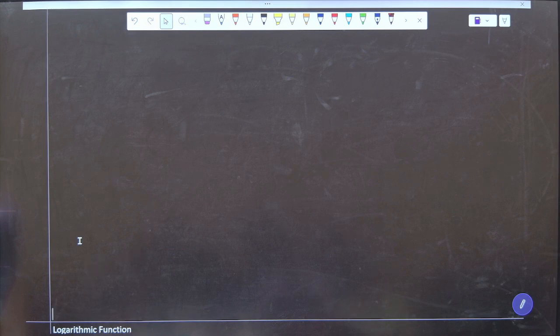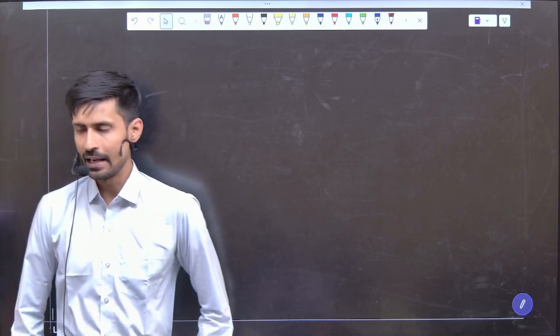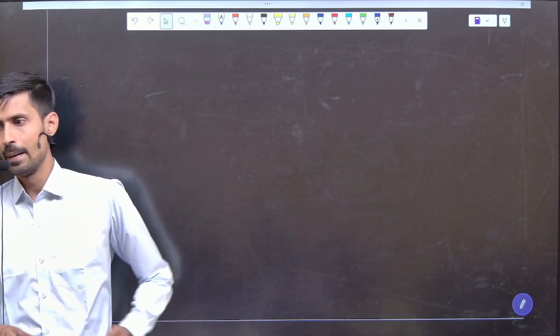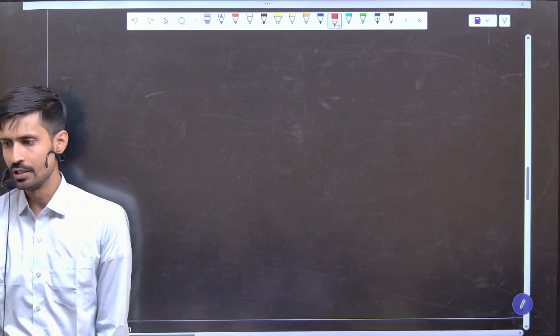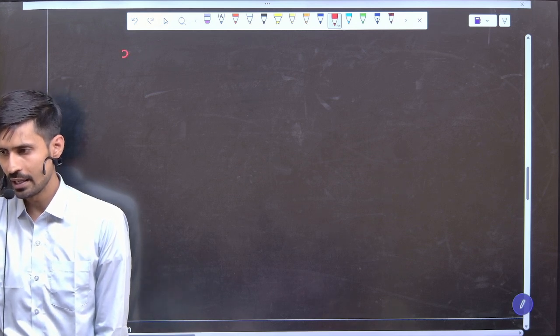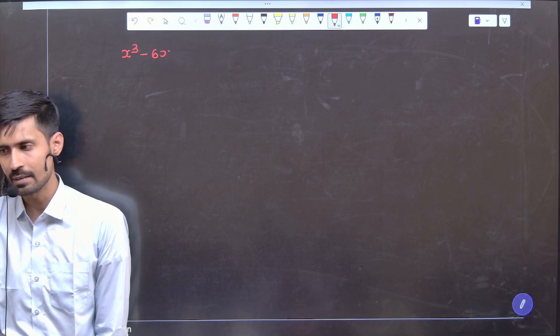Find roots of x cube minus 6x square plus 11x minus 6 is equals to 0. You can take help of previous question. You can see the steps. You just see the steps.